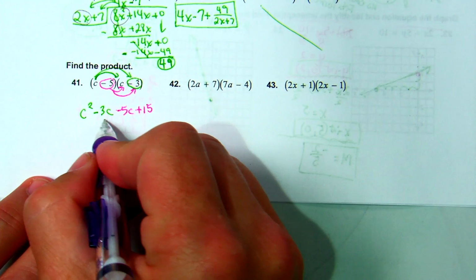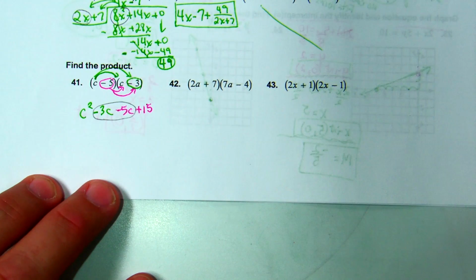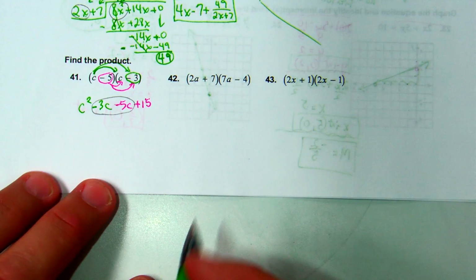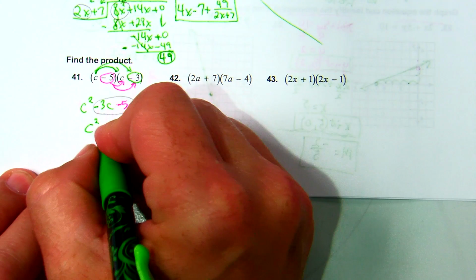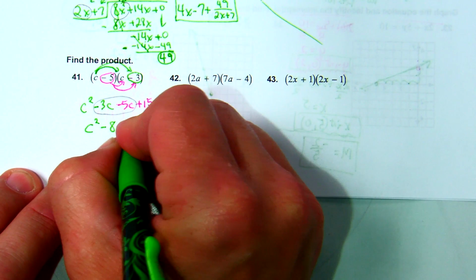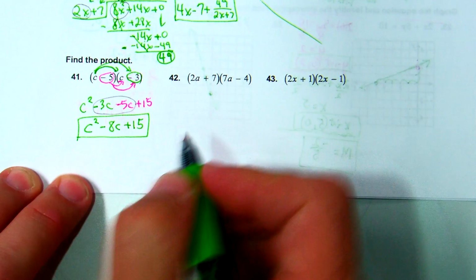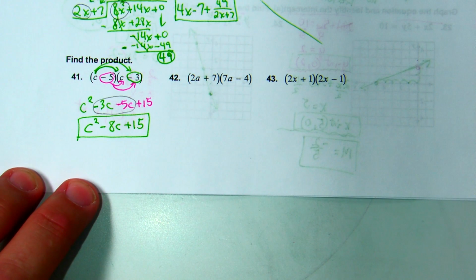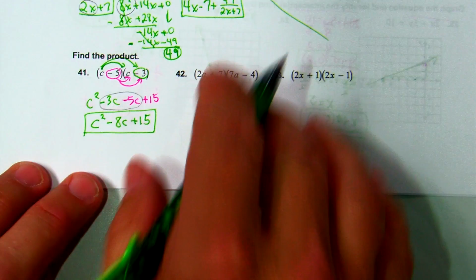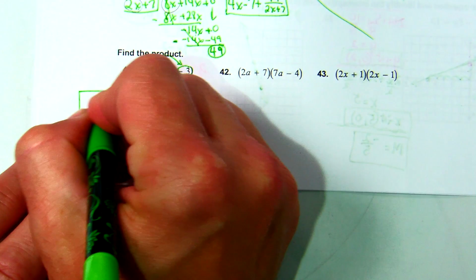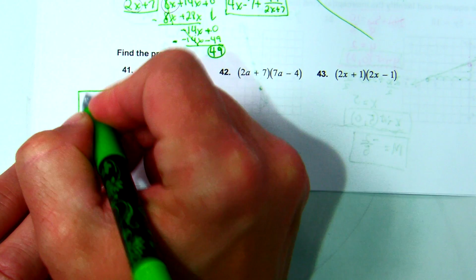I'll be able to combine these middle terms, right? Should be able to combine middle terms every time. So c squared minus 8c plus 15 should be my product. Okay, so that's using distribution, the FOIL method. You'll hear that too. We've talked about that. We've also talked about the grid or the table option as well.